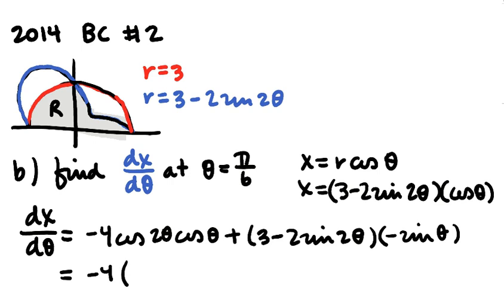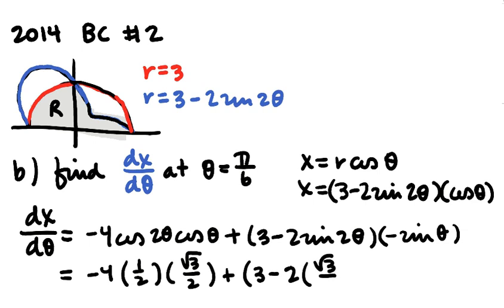All right, dx d theta at pi over 6 would be negative 4 times the cosine of pi over 3 times the cosine of pi over 6, plus 3 minus 2 times the sine of pi over 3, times negative sine of pi over 6. And that is an ugly number, but it is your answer. Okay, that's a safe place to stop.